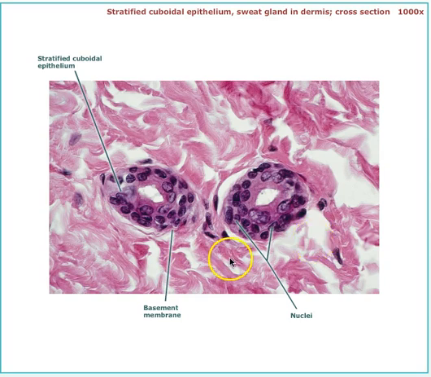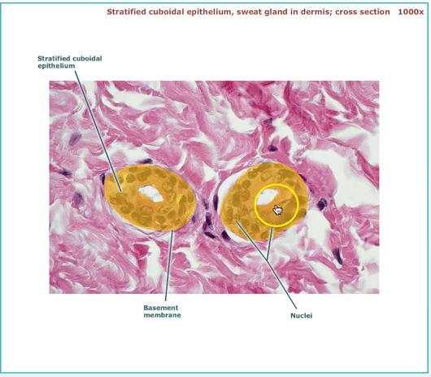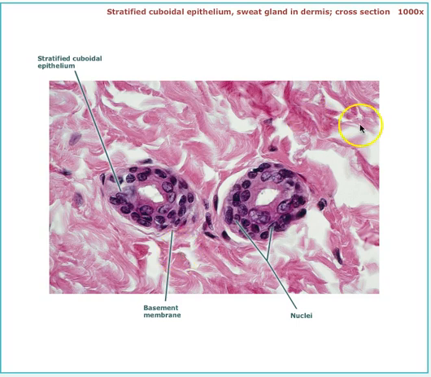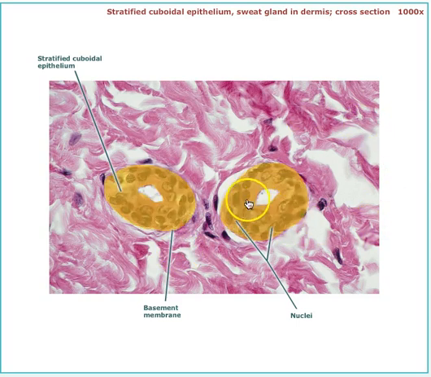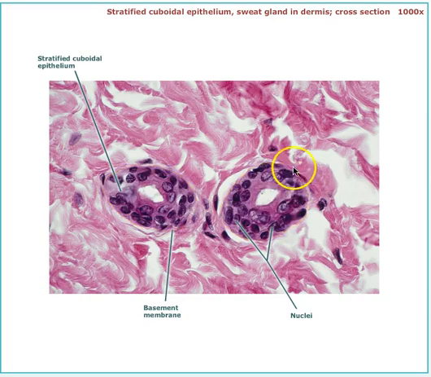And here, we're just looking at some more cuboidal epithelium. This is just stratified. Stratified again being multi-layered. So there's one layer and then there's another layer here. Okay, so this is definitely stratified. And this is in the sweat glands.